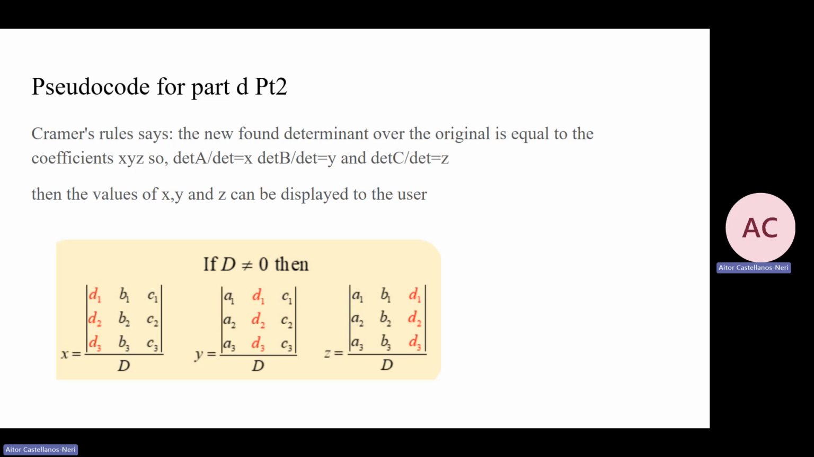So here this visual shows it pretty well. We've replaced the columns of x the first one, y the second one, and z the third one. And then we're dividing by D, only if D is not equal to 0, which, as I mentioned before, if it is, we can display it to the user and say there's no way to proceed.